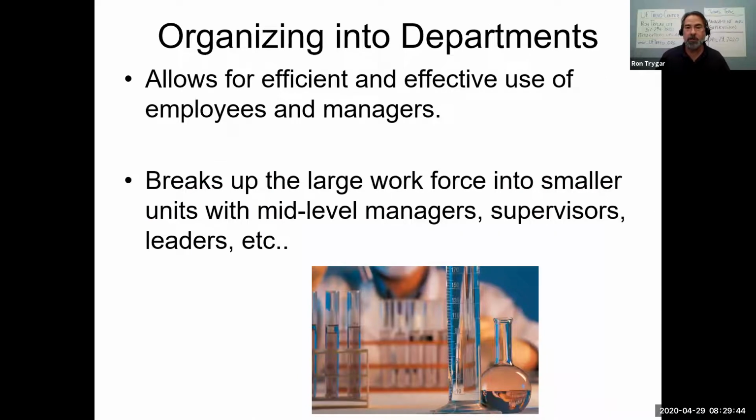So when we start going higher than 8 people and we have one manager in charge of, say, a dozen people or 16 people or 20 people, we find that breaking these groups into departments becomes a little bit more effective. So organizing ourselves into departments is a way to improve efficiency and effectively use the employees and the managers. So breaking up large workforces into smaller units. And then you have mid-level managers or supervisors and leaders of those units.